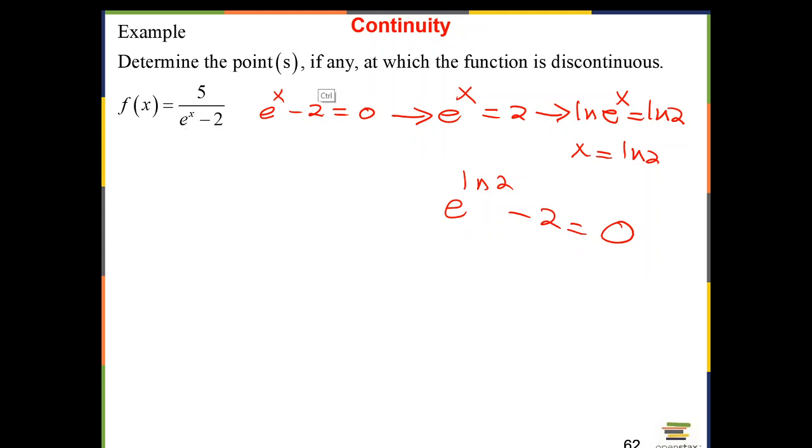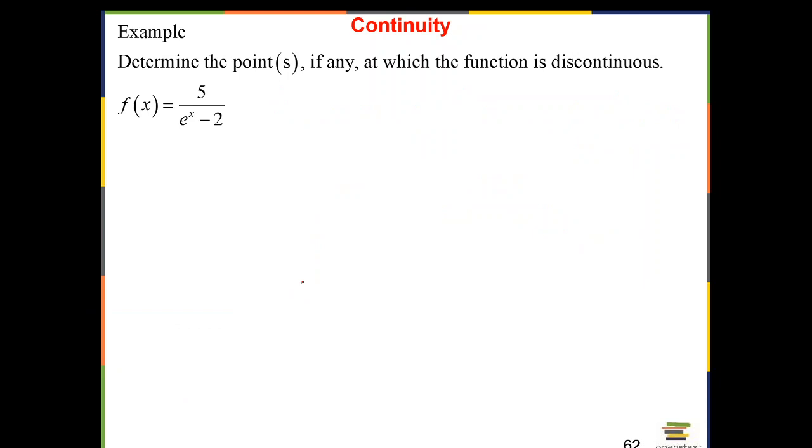The denominator is 0. So this has a discontinuity at ln 2, and that kind of discontinuity is called an infinite discontinuity. Again, it is not removable, because this has a vertical asymptote at ln 2. So it's a discontinuity that is not removable, it is infinite.